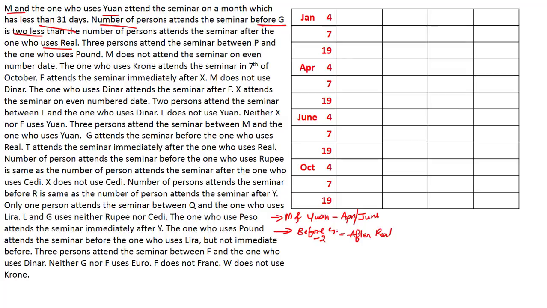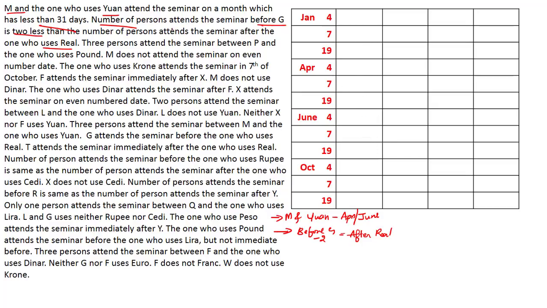Okay, if there is only one person before G, then there should be 3 persons after the one who uses real here. So that is what it is saying. So let's say the person who uses real is substituted here, let me write it here. So then there are 3 persons after the one who uses real. So therefore there must be 2 persons less, after whatever the gap comes out after real. So therefore one place G has to be placed here. I hope you got it.